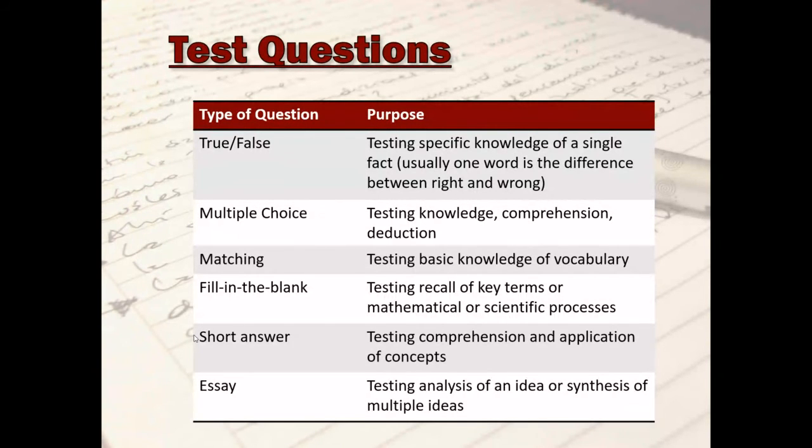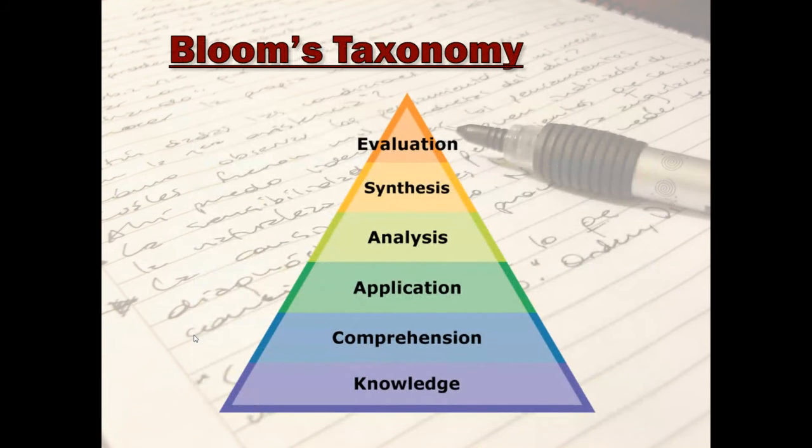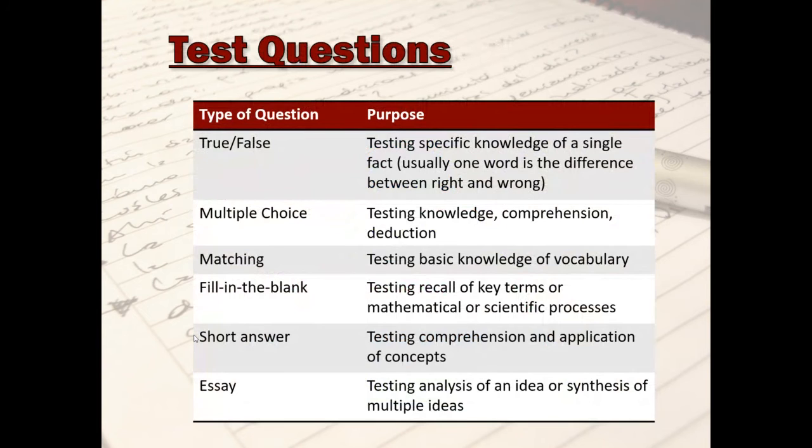I'm not saying don't ever use true, false, multiple choice, etc. But just be hyper intentional about it. Just know exactly what areas of Bloom's taxonomy those questions are testing on, because more often than not, it's really knowledge and comprehension and maybe some application. Whereas when you're getting into short answer and essay, that's when you're really testing the higher levels of critical thinking, which is really what you're trying to do.